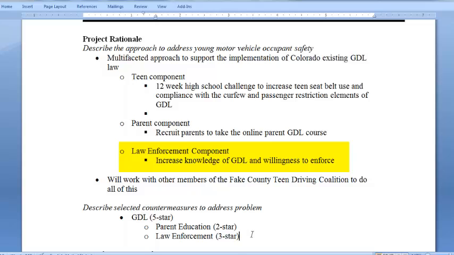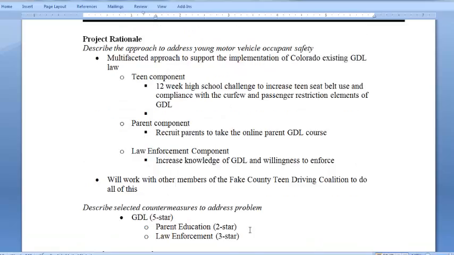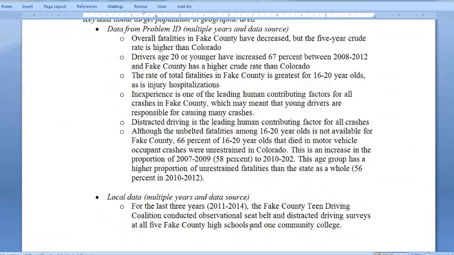I think that's true. So I think that captures our main approach, and then obviously we're going to work with other members of our Fake County Teen Driving Coalition to do all of this. So I think that's really a good approach. The one thing that I think we need to remember to do is go back up to our problem identification, because when we identified our target population, we just said we were working with teens, and now we're actually including the parents and the law enforcement. True. So let's go back up here.